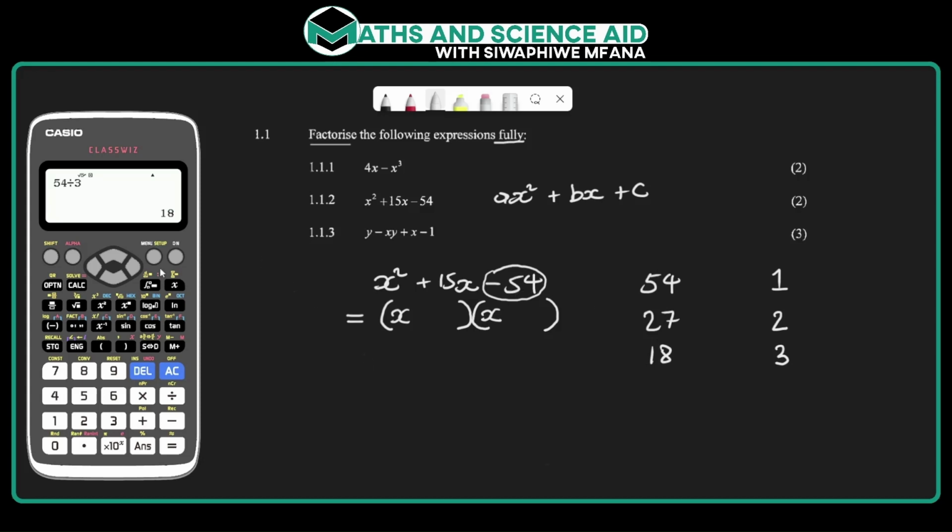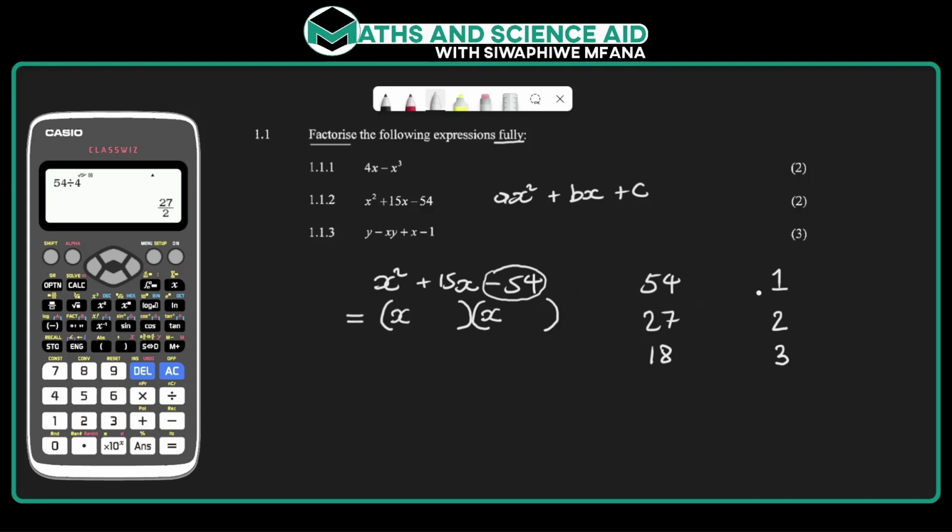And we can go on just to see if we've got more possible combinations. This time around, if we divide our 54 by 4, we see that we now get a fraction, we do not get a whole number. This means that 4 is not a factor of 54, so we cannot make use of that. So we can just work with the ones that we have. And as you can already see, for 54, we have a variety of options.